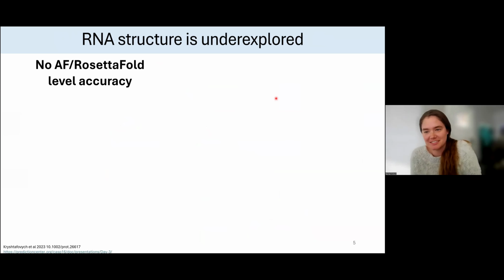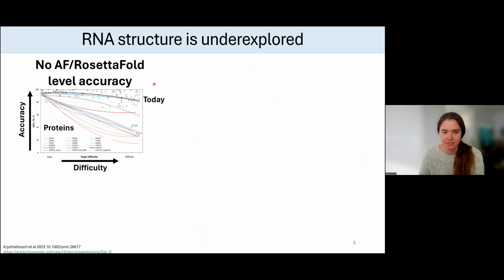But RNA structure is very underexplored relative to the protein field. So a key tool being used in structural biology and proteins right now is structure prediction tools because they've reached a high level of accuracy. So this is a plot where on the y-axis, higher accuracy prediction is up here, low accuracy prediction down here. And then we've plotted a bunch of different proteins.